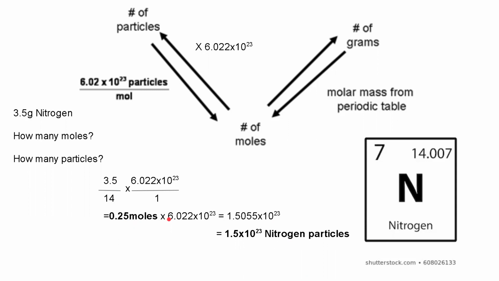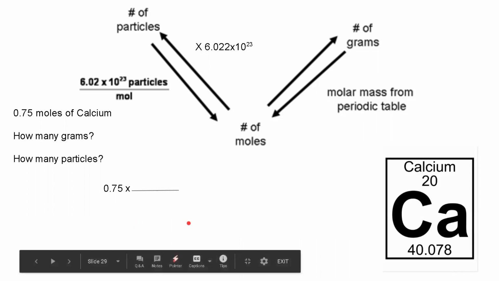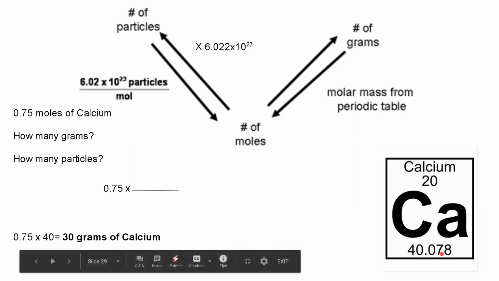Now we can do the same thing with calcium. But instead of finding moles, we're going to find grams. So here we give you the moles. It says there's 0.75 moles of calcium. So how many grams are there? 0.75 times 40, because 40 is calcium's molar mass, right? So you do 0.75 times the molar mass, which is 40, and you would get 30 grams of calcium. So that's how many grams there are.